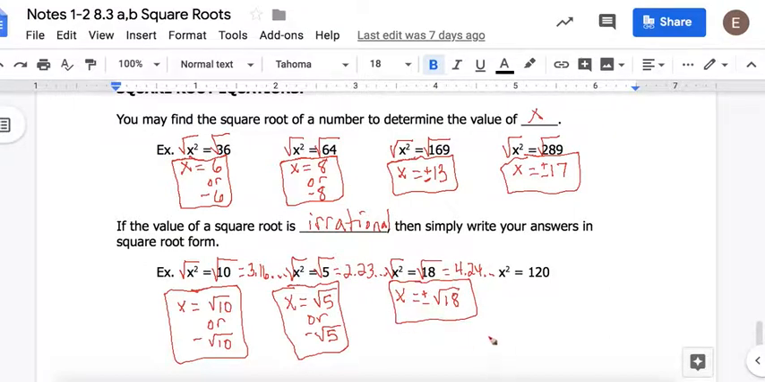And box it in. And finally, the last one, opposite of x squared is square root. What I do to one side, I must do to the other. So x equals the square root of 120. And remember, it can be positive or negative. And box that in.